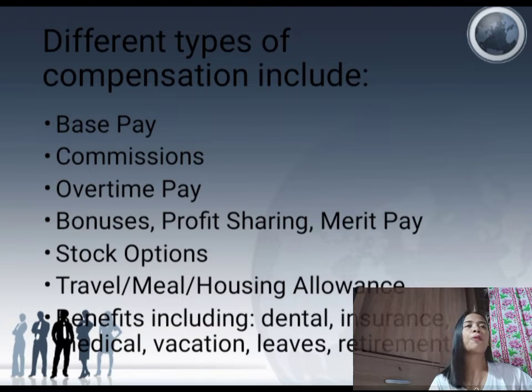So what are the different types of compensation? The base pay, commissions, overtime pay, bonuses, profit sharing, merit pay, stock options, travel, meal, housing allowance, benefits including dental, insurance, medical, vacation leaves, retirement.